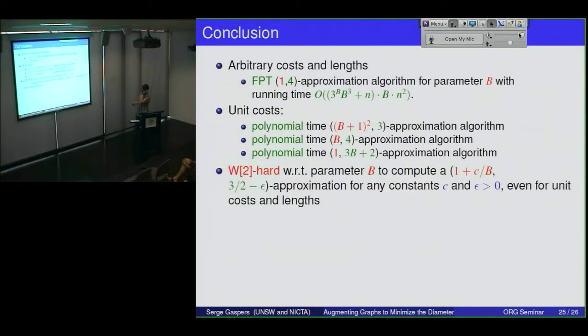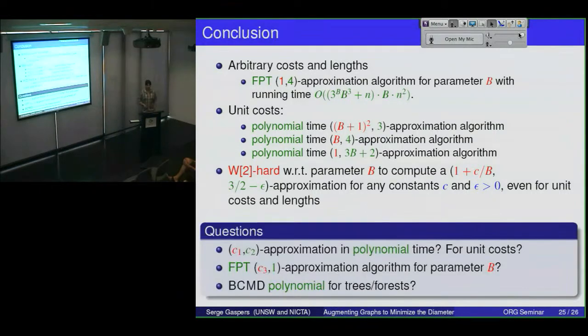To wrap up, we have looked at, this is one of the first papers that looks at arbitrary costs and lengths. And we get an FPT 1.4 approximation for our problem. For unit costs, we get some simpler algorithms with a trade-off between the approximation factor for the cost and for the diameter. We show this W2 hardness result.